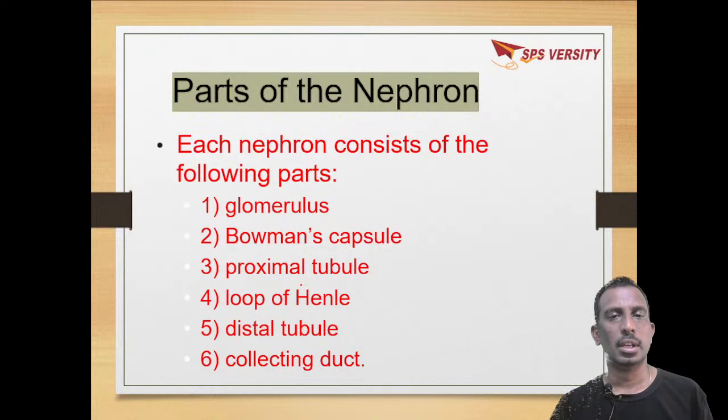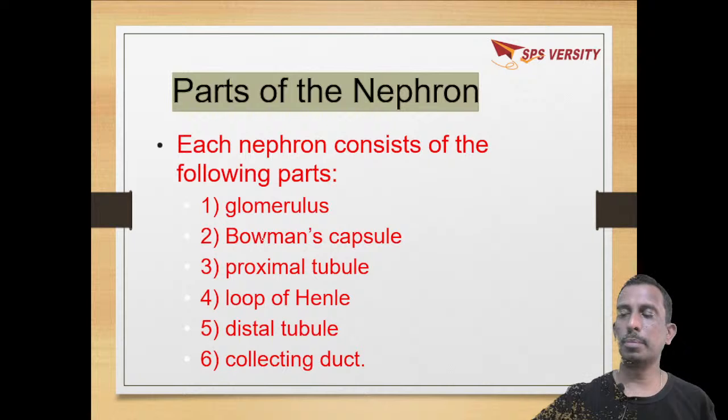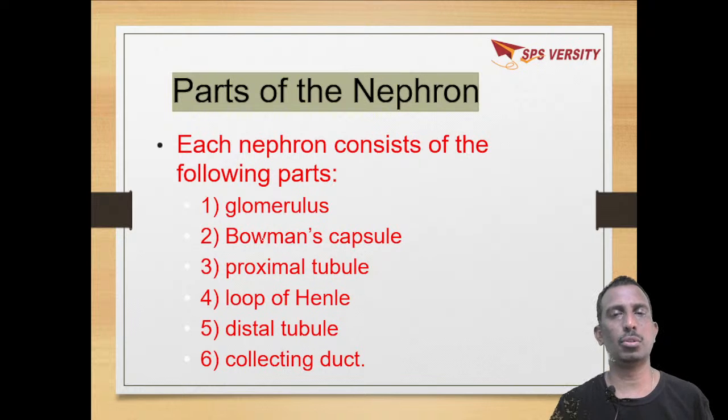These nephrons are the structural and functional units of kidneys. So the function of kidneys is actually performed by nephrons, where they do the filtering of the blood. Now we will discuss the parts of the nephron, the different parts, and how they perform the function of filtering.